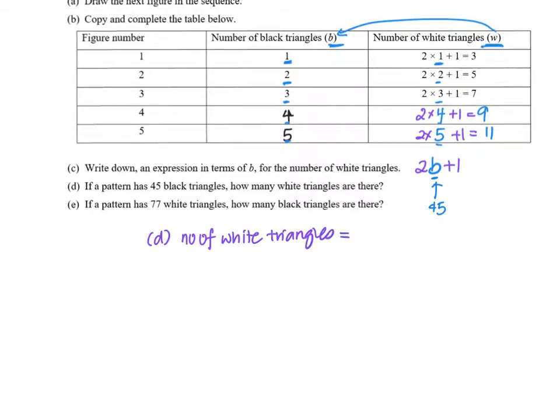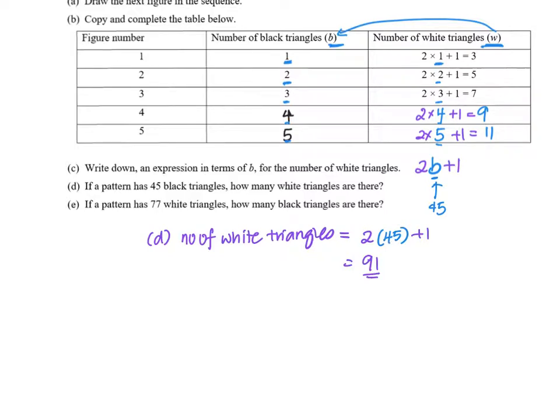So I'm going to calculate part D, the number of white triangles, which equals taking the formula 2 times 45, right? Which is 90, and then you plus 1, that gives you the number 91 white triangles.